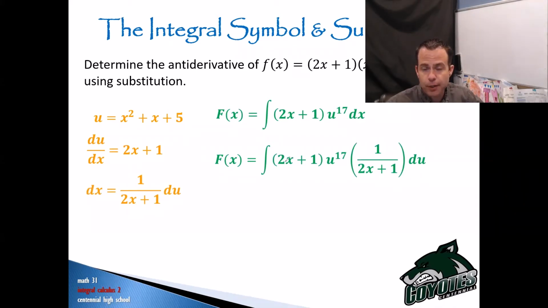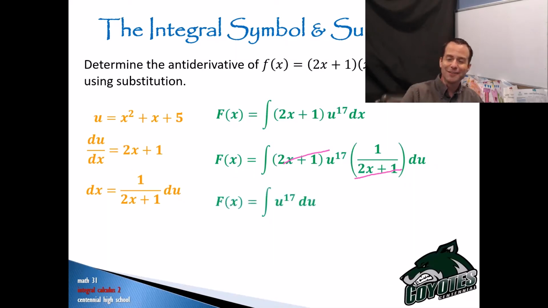Everything worked the way I wanted to because my 2x plus 1s are gone, and I'm left with u to the 17 du, and I can actually take the integral of that. Okay, sorry, I lost my mouse because it's got an ink on. There we go. Okay, so the integral of u to the 17 du. So the 17 has to come up to be an 18, which means I have to divide my coefficient by 18. My coefficient right now is 1, so that'll be 1 over 18 u to the 18 plus c.